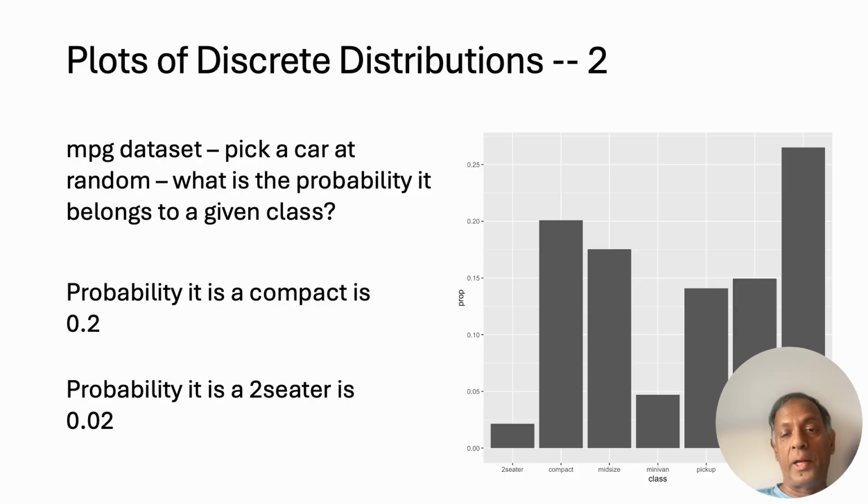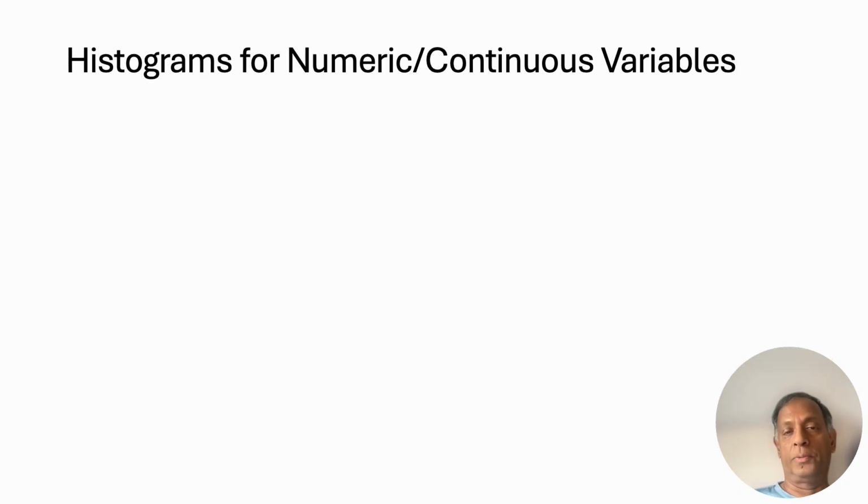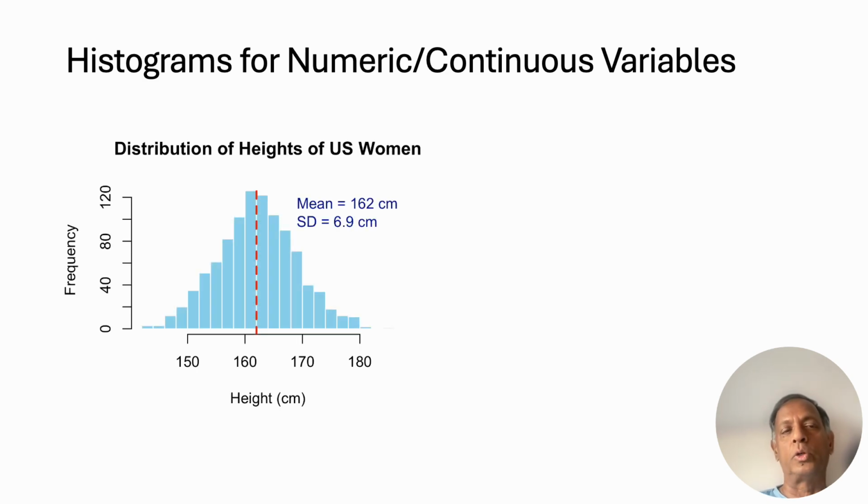Unfortunately, you cannot do the same thing for continuous values. So let's take a look at a continuous variable this time. This time we are looking at the distribution of heights of women in the US. It so happens, and we will talk about this later, that the average height of a woman in the US is 162 centimeters, and the standard deviation, because after all not everybody is the same height and there's variability, is 6.9 centimeters.